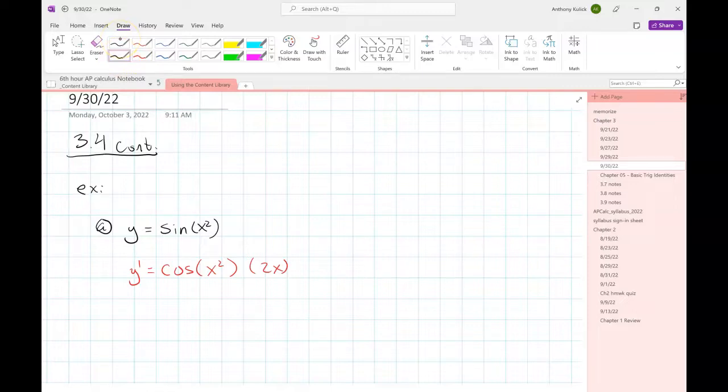It's okay there? So no simplification. You can't do anything further. I mean, you could write this as 2x cosine x squared, but who cares? You're just rearranging symbols now. Mr. Kulik's not going to mind.